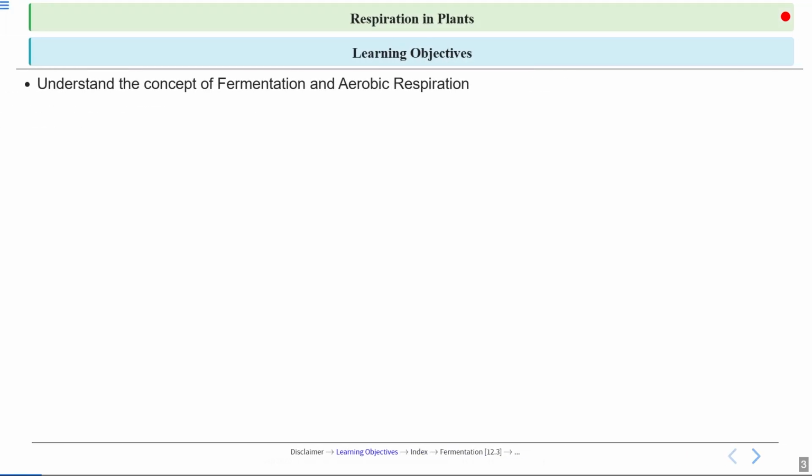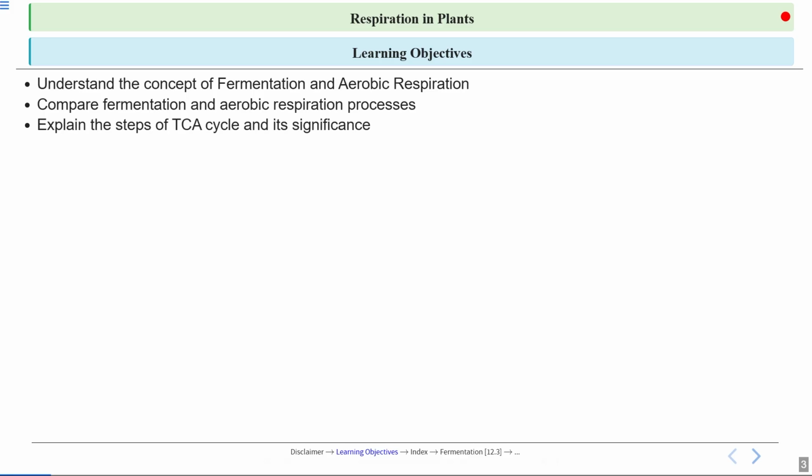Now let us look at the learning objectives of today's session. So we will understand the concept of fermentation and aerobic respiration. Then we will compare fermentation and aerobic respiration, these two processes. Followed by this, we will explain the steps of the TCA cycle, which is also known as the Krebs cycle, and its significance.